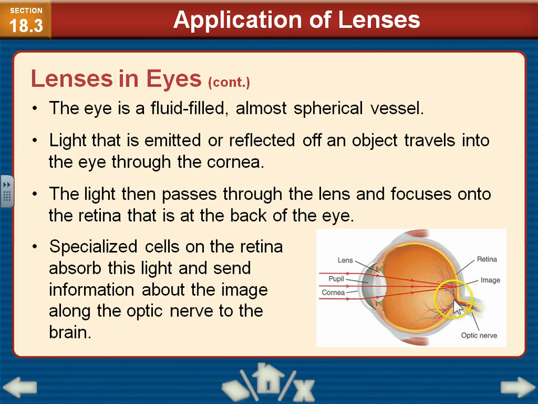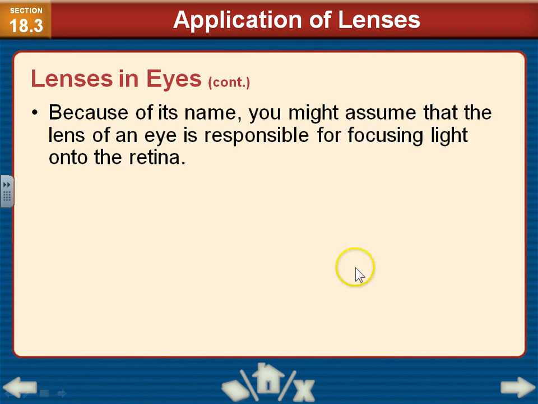And then the cells on the retina are going to take that image. Remember the rods and cones. They're going to take that information and send it to the brain as electrical impulses along the optic nerve, and then your brain basically interprets all that.